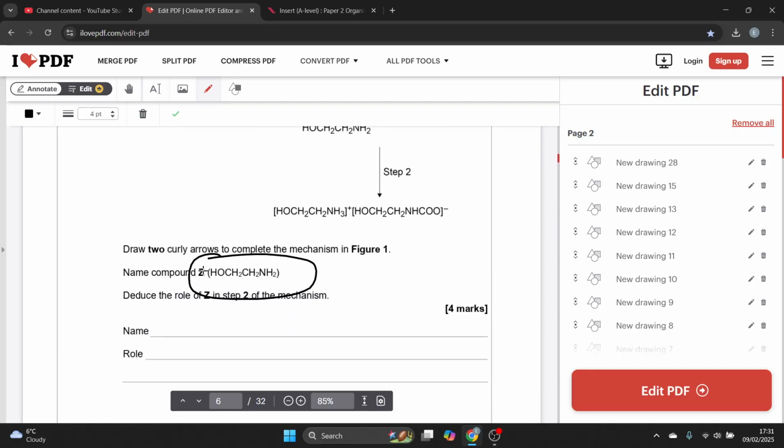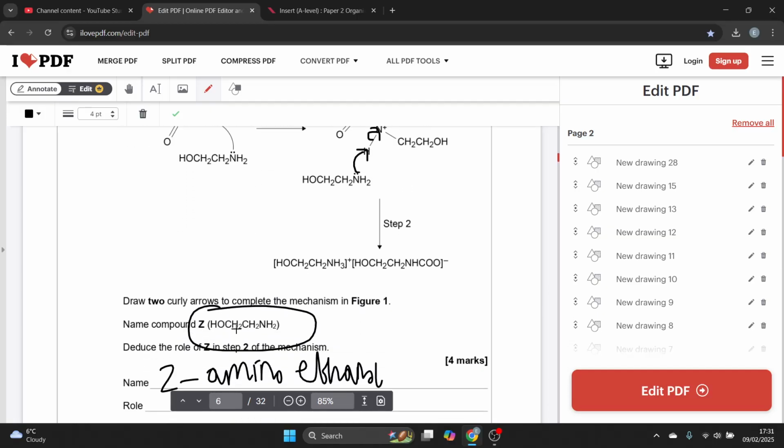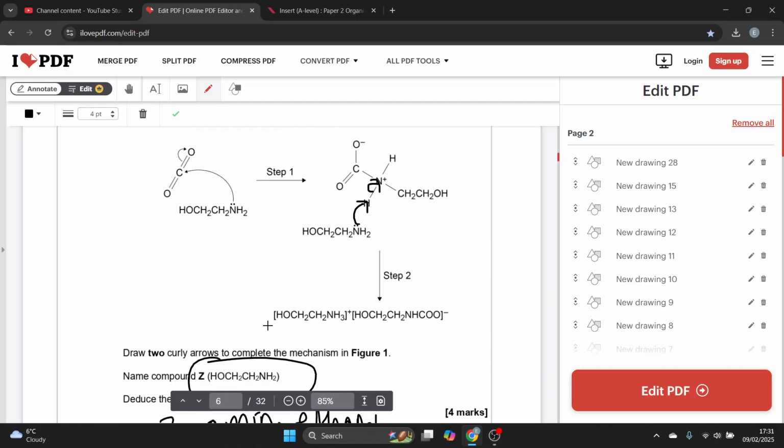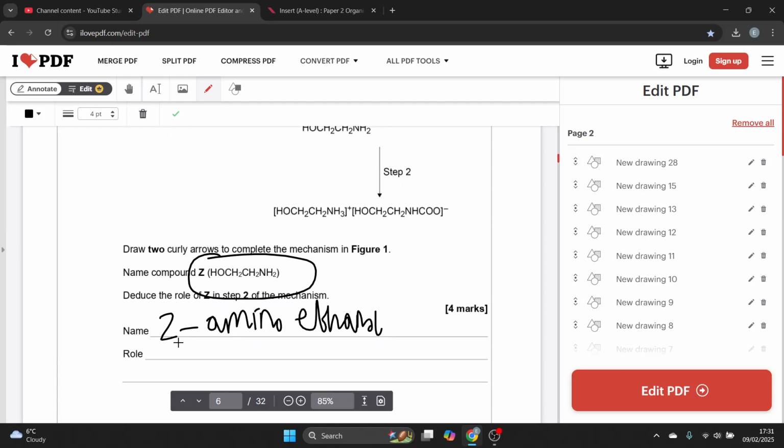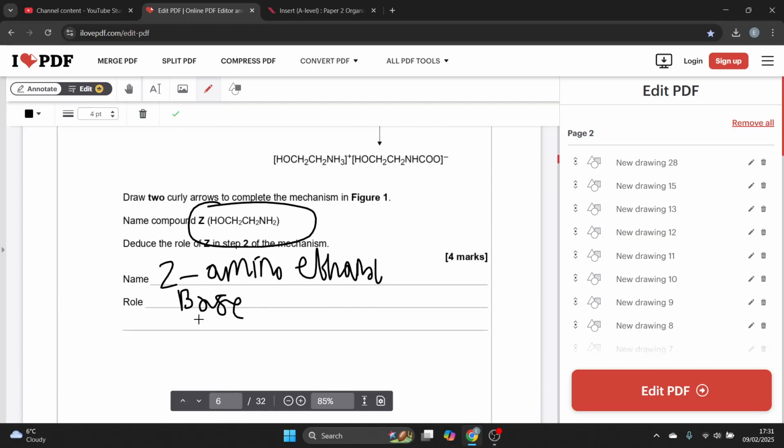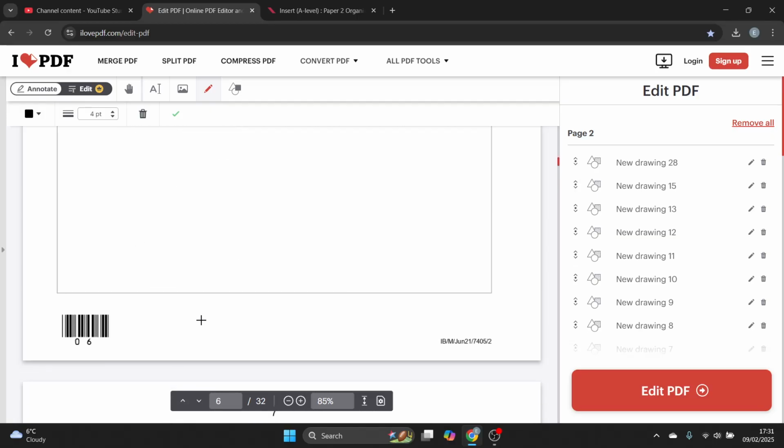Name compound Z. It's going to be 2-aminoethanol. And the role of Z in step 2 of the mechanism is a base. It takes a proton. 2-aminoethanol, base. 4 marks for all of that.